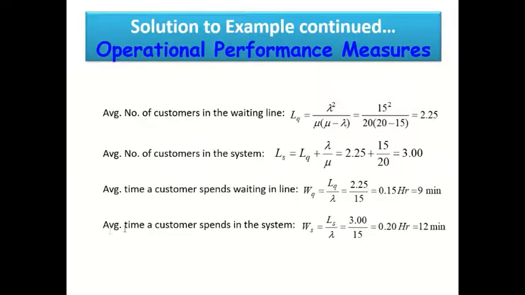And now the average time a customer spends in the system, WS, is given by LS by lambda, and when we calculate it, we get 0.2 hours or 12 minutes. So the average time a customer is spending is 12 minutes. So 9 minutes he is spending waiting in line, and for the remaining 3 minutes his service request is getting processed. So eventually 12 minutes he is spending in the entire queuing system.